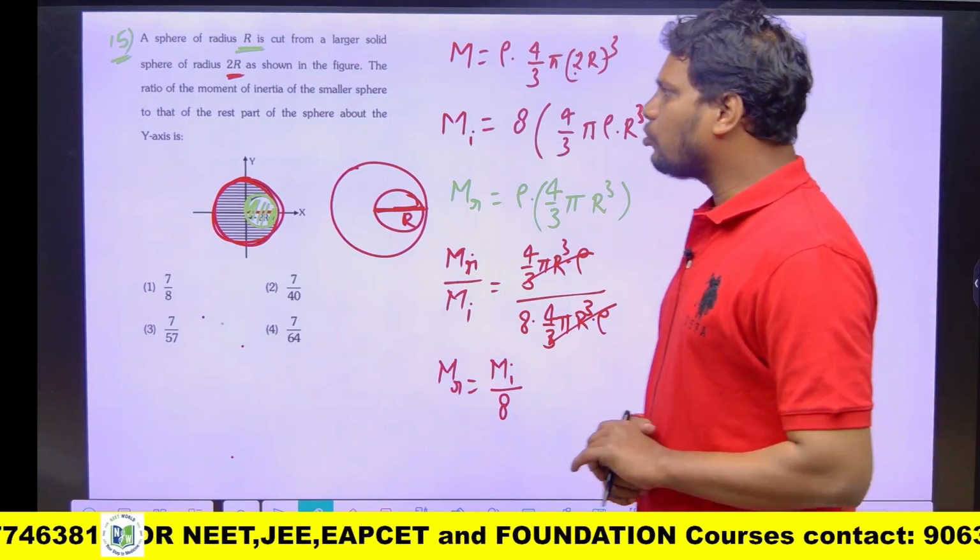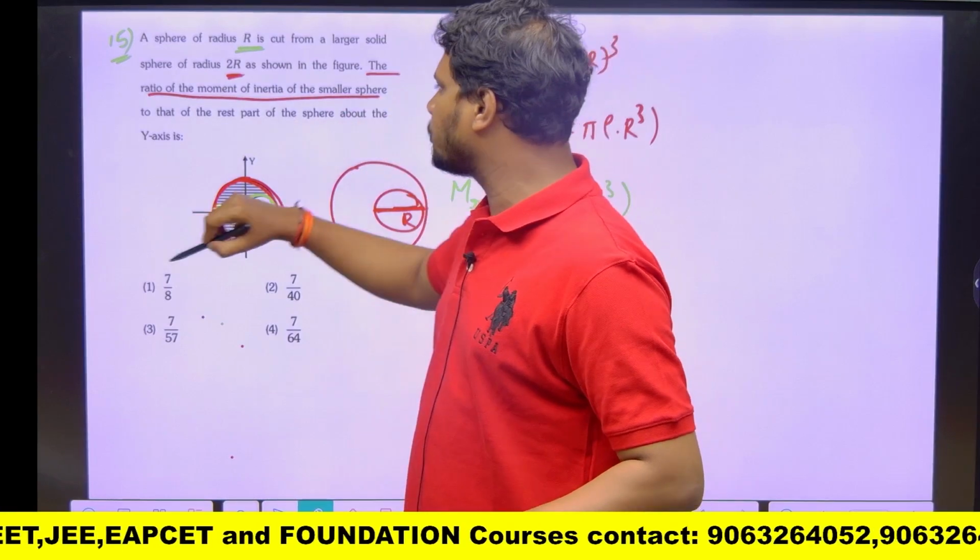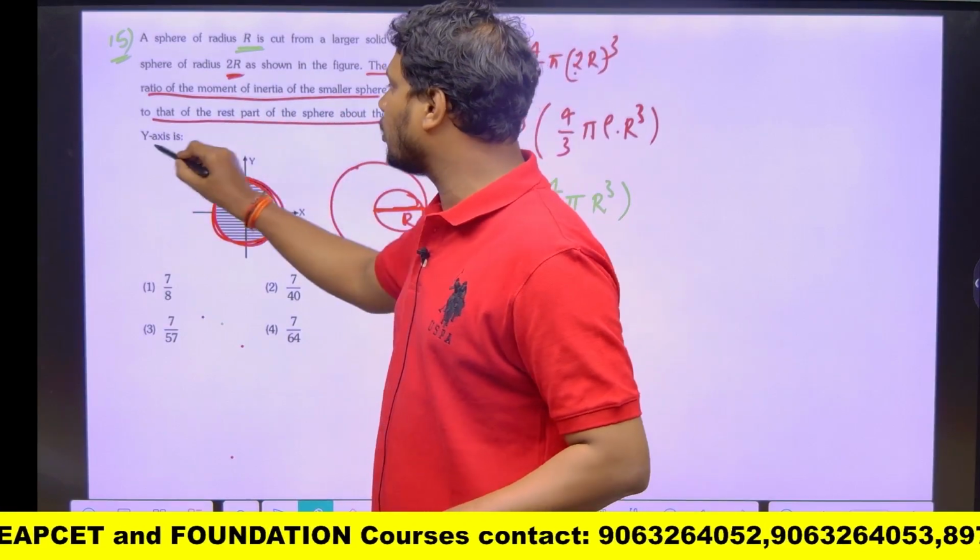Now what is the question they ask? The ratio of the moment of inertia of the smaller sphere to that of the rest part of the sphere.